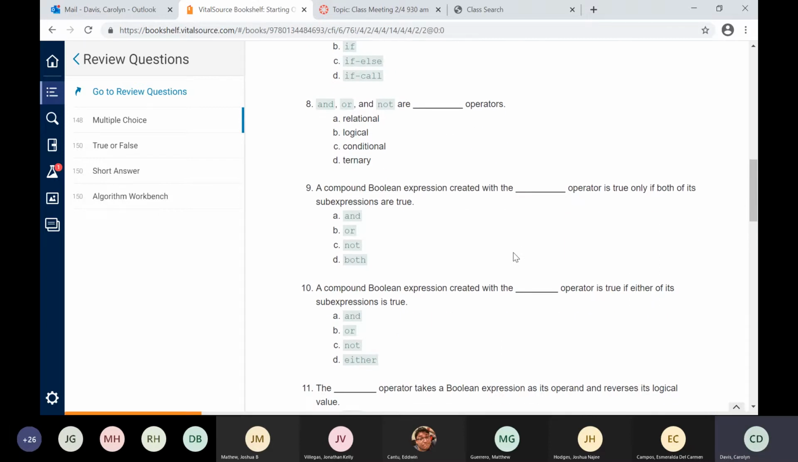Number 9. A compound Boolean expression created with which operator is true only if both of its subexpressions are true? When it says both have to be true, you're looking at and, 9A. This is like asking if x is greater than 5 and x is less than whatever. And a compound Boolean expression created with what operator is true if either of its expressions is true? That's or. 10B, or. Only one of them has to be true.